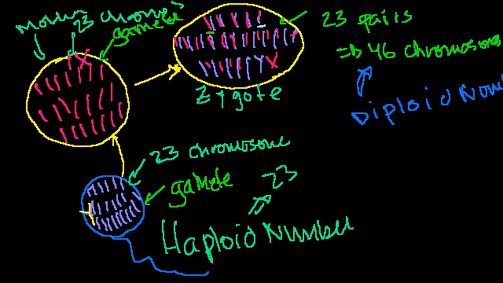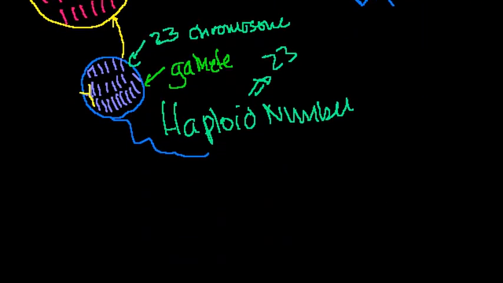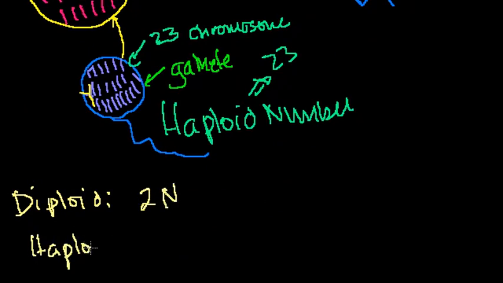And this is for humans, right? For an organism, and you'll sometimes see this notation, so I want to make sure you're comfortable with it. If the diploid number is 2n, then the haploid number is going to be half of that, or just n. Now, in the case of humans, the diploid number is 46, so n is equal to 23.